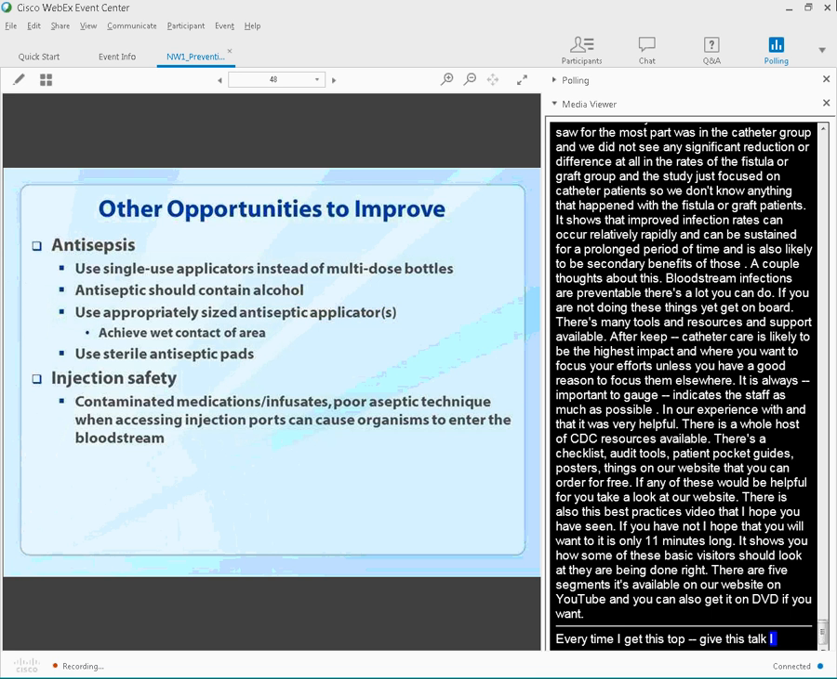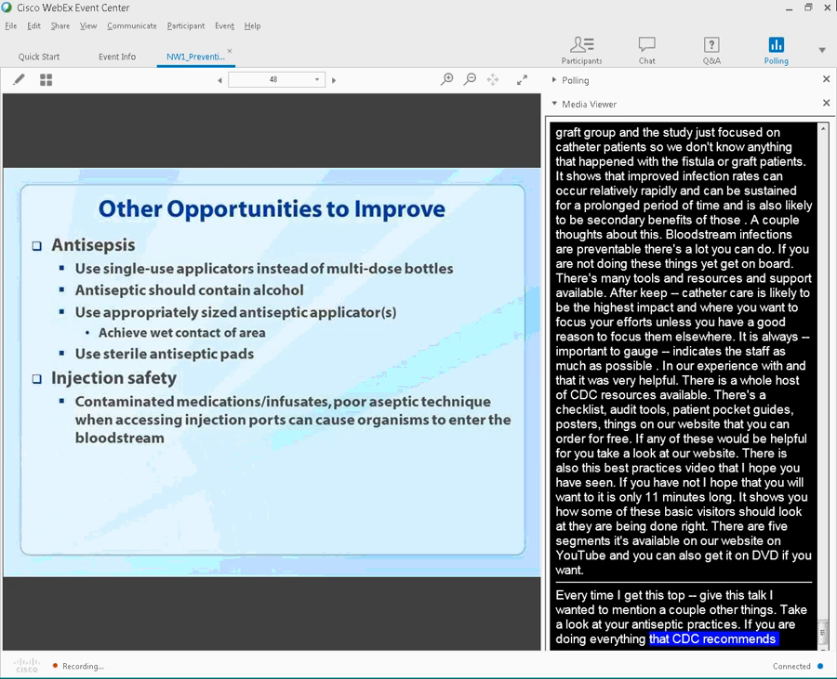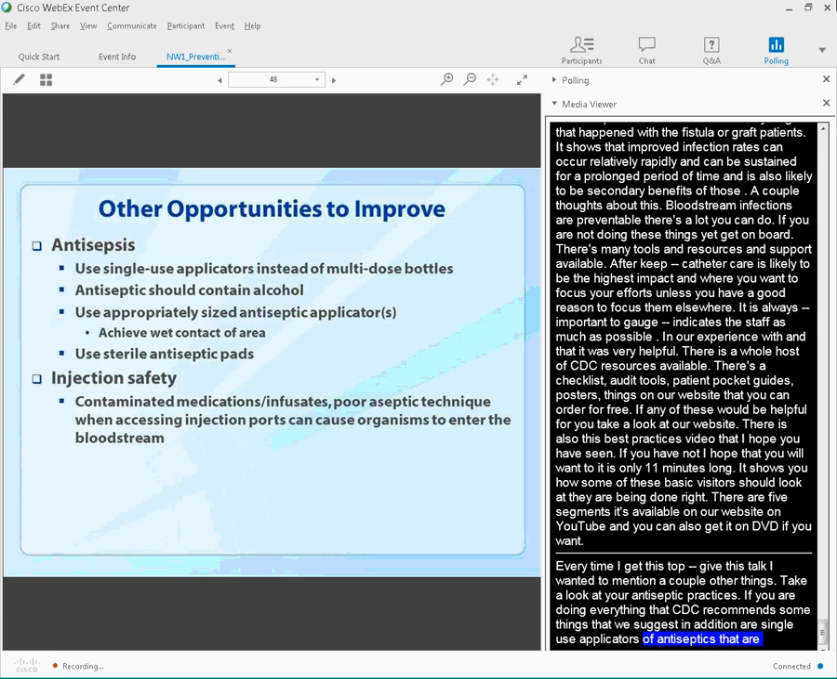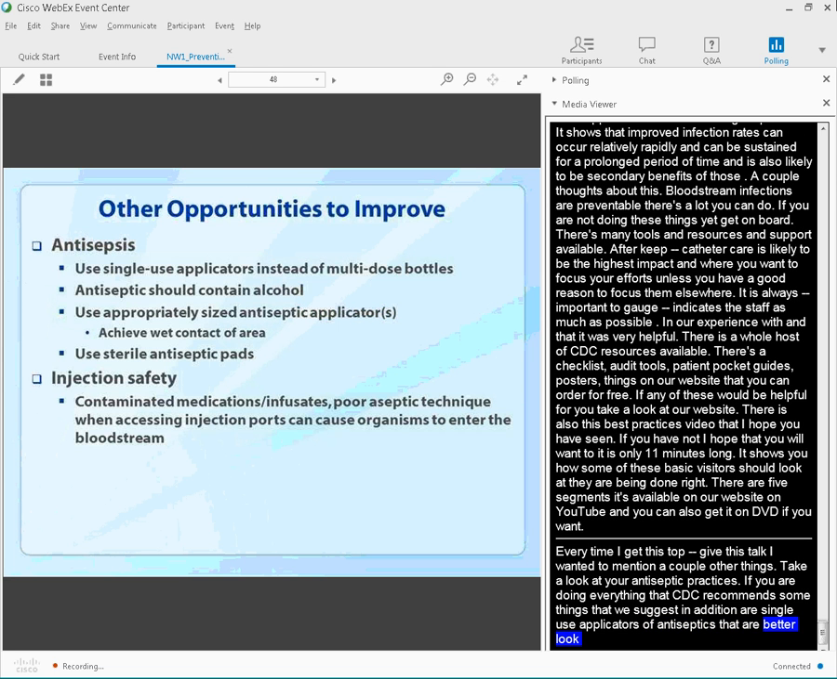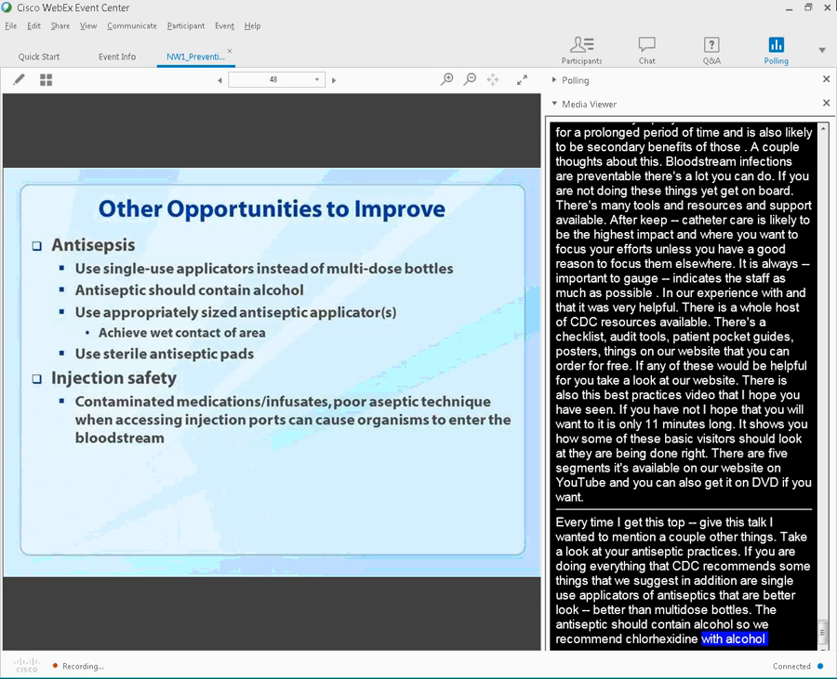If you're doing everything that CDC recommends, some things that we suggest in addition are that single-use applicators of antiseptic are better than multi-dose bottles. Multi-dose bottles can actually become contaminated and have led to outbreaks in the past. The antiseptic ideally should contain alcohol, so we recommend chlorhexidine with alcohol, or povidone-iodine with alcohol. And you should use an appropriately sized antiseptic applicator to achieve wet contact of the area.